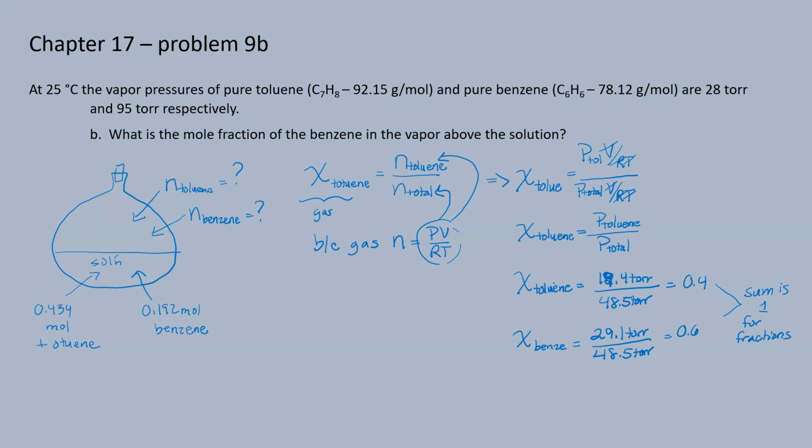Okay, now keep in mind that we can only use pressure for the gas. We can't use pressure for the solution. If I came down here and wanted to figure out the mole fraction of the toluene, it's going to be 0.434 out of the total moles, which is 0.626. And this does not equal 0.4, like we got over here. So the gas fraction and the solution fraction are not going to be the same. I mean, it's possible that they could be the same, but it's very unlikely.